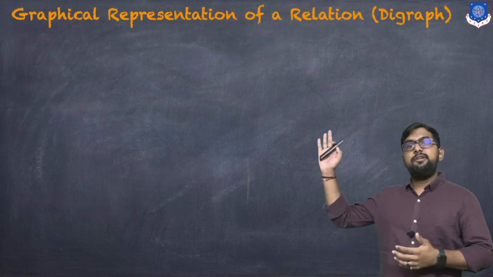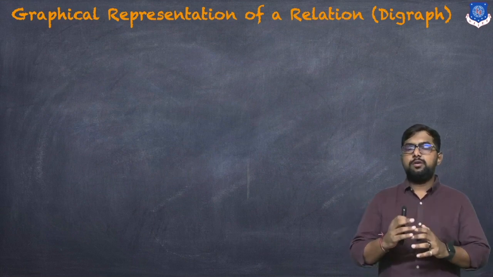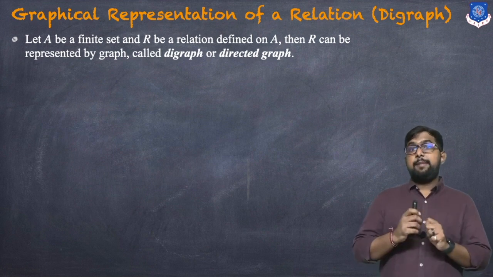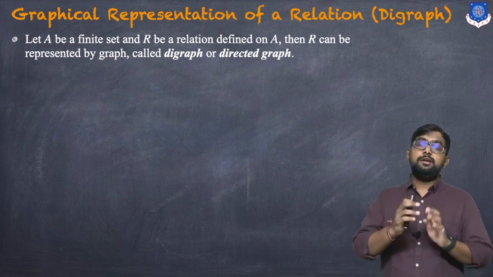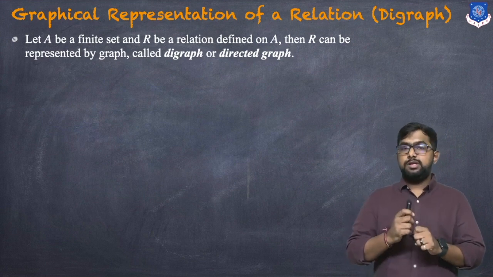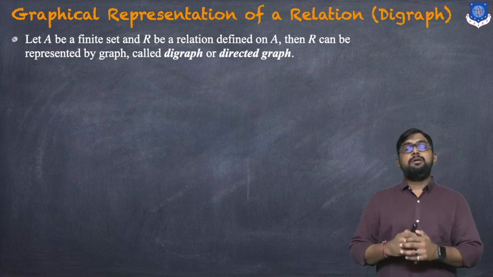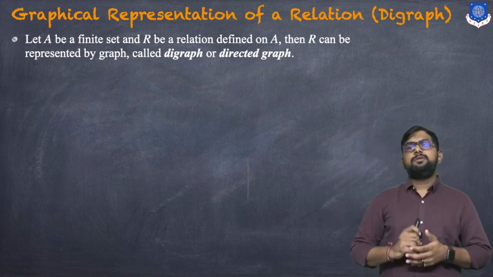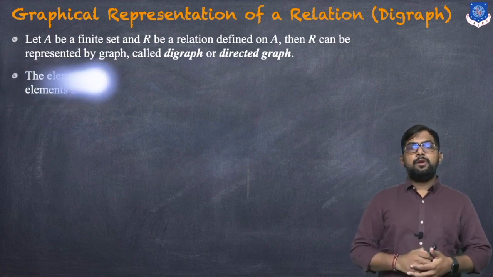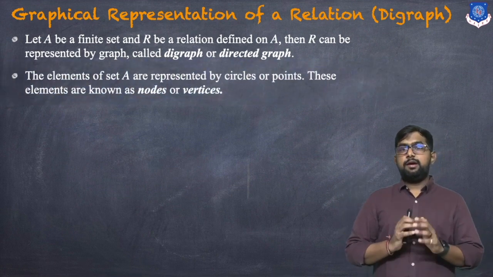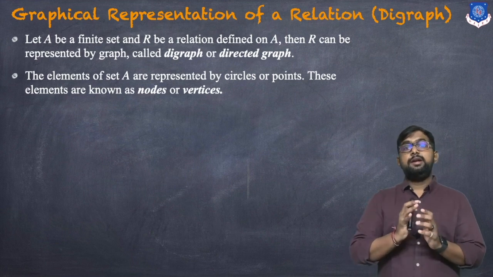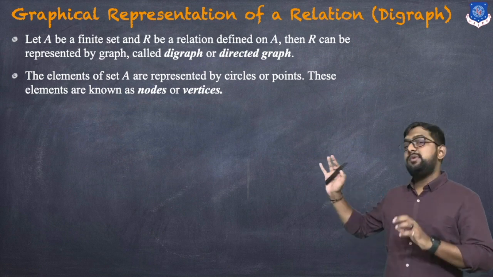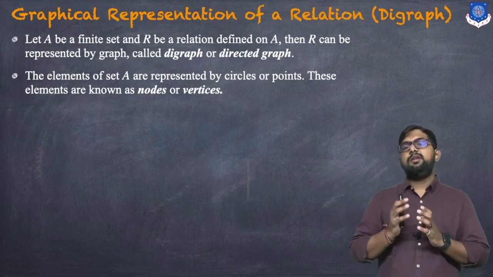Now what is a graphical representation of a relation, or in short a digraph? Let capital A be a finite set, and let capital R be a relation defined on A. Here both the sets are same, so it is a relation defined on A. Then R can be represented by a graph, and it is called a digraph or directed graph, but we will use digraph more. Now the elements of the set A are represented by circles or points, and these elements are known as nodes or vertices.